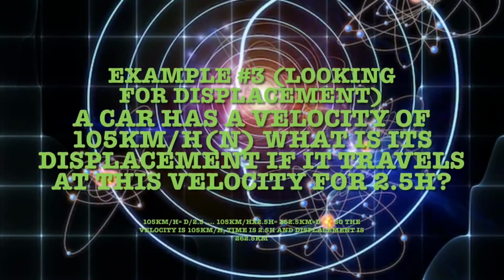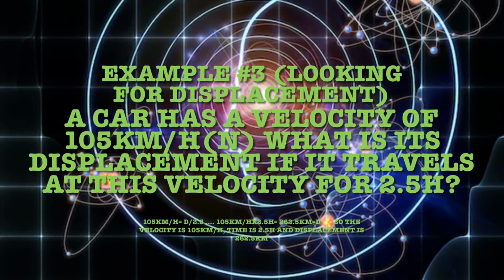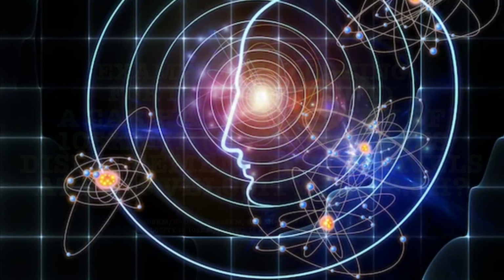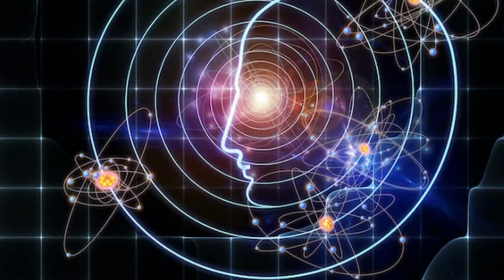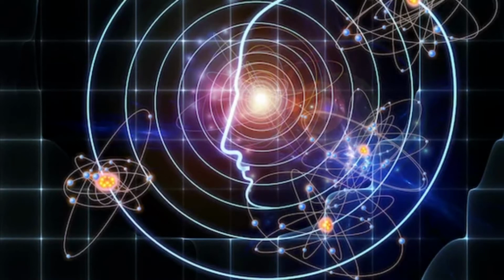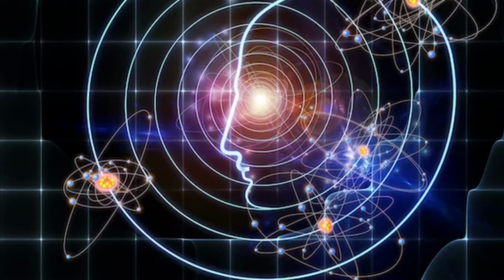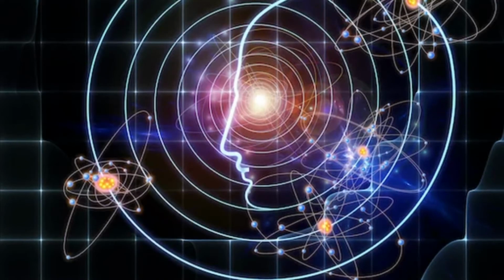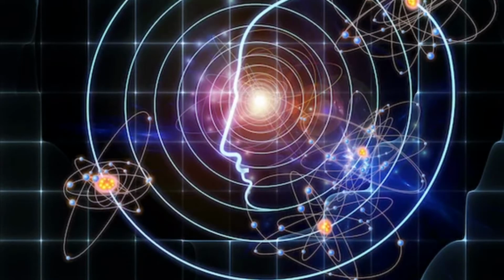The following are just some examples of displacement and distance. First we're going to begin with example number 3, which is looking for displacement. My example is, a car has a velocity of 105 kilometers per hour north. What is its displacement if it travels at this velocity for 2.5 hours?